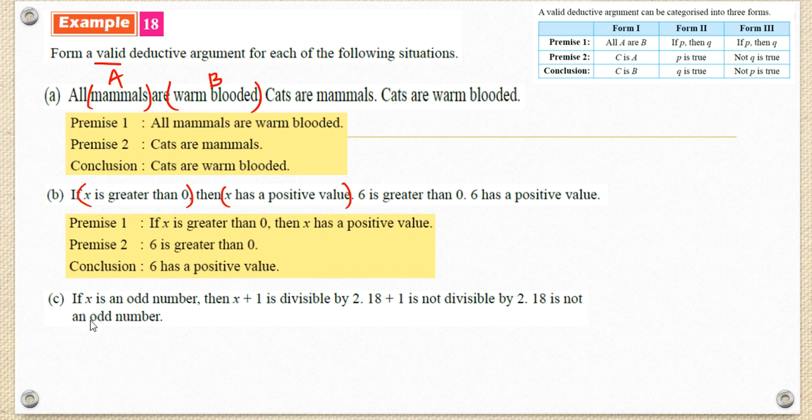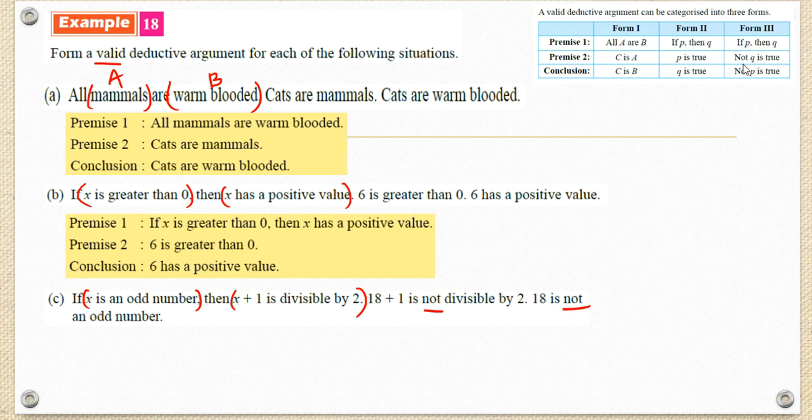Then the last part, if x is an odd number, this is your P, then x plus 1 is divisible by 2. This is your Q. 18 plus 1 is not divisible by 2. 18 is not an odd number. They add a negation, which is form 3.